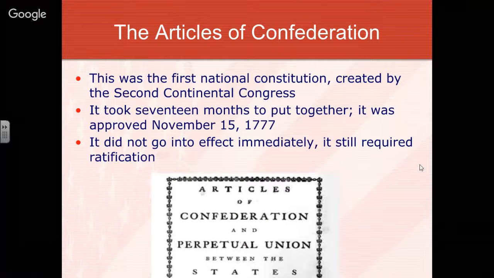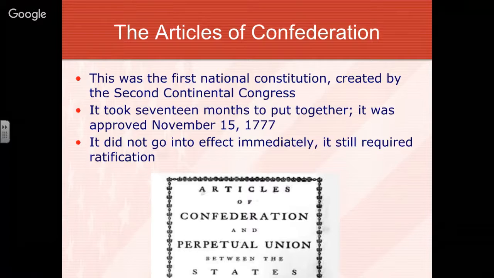Now, our very first national constitution is not the constitution that we're governed by today. In fact, it had a completely different name. It was called the Articles of Confederation. Hopefully you remember this from US and Virginia history last year. The first national constitution was actually created during the Revolutionary War by the Second Continental Congress.